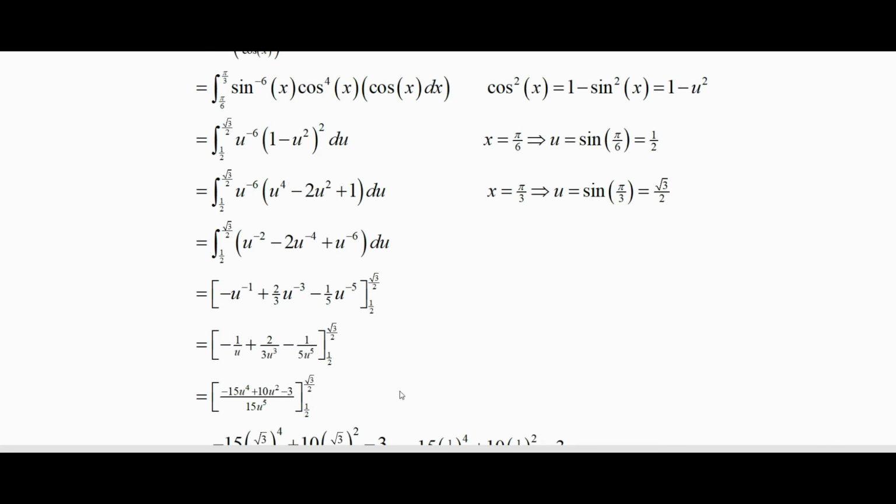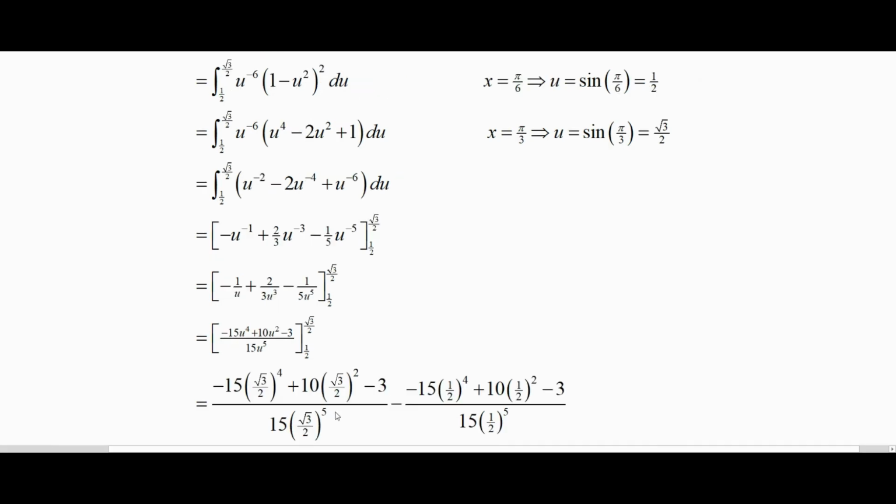All right, so we've got this rational function of u, and we want to evaluate it. Now, the arithmetic gets a little bit nasty from here because we've got a lot of fraction arithmetic, and we've got a square root in there. So bear with me. We take this, pretty straightforward. Just plug in the square root of 3 over 2 for the u's here, here, and here. And similarly, plug in a half here, here, and here.